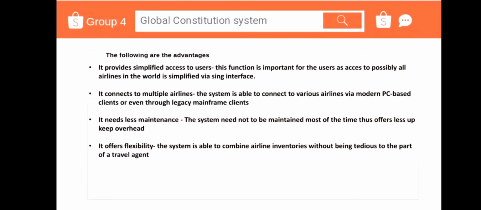There are also four advantages of a Global Distribution System. Number 1, it provides simplified access to users. This function is important for the users as access to possibly all airlines in the world is simplified via a single interface. Number 2, it connects to multiple airlines.